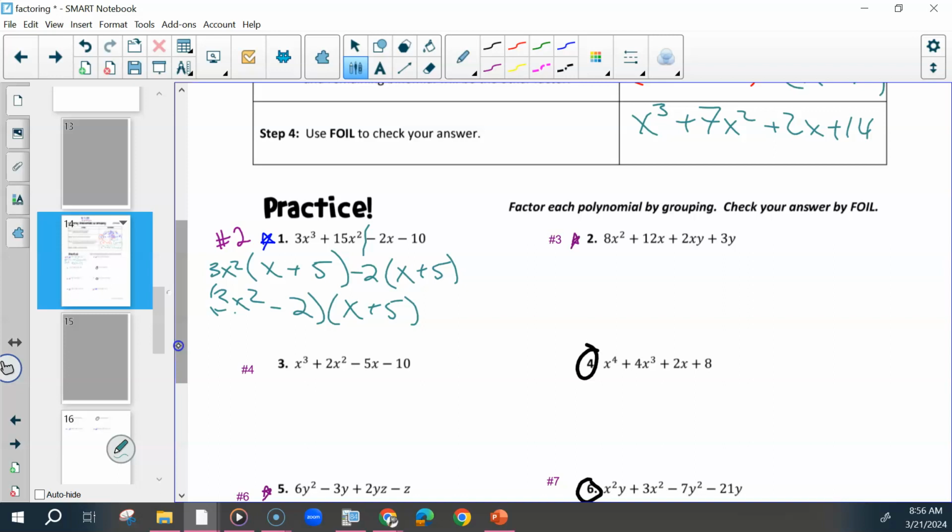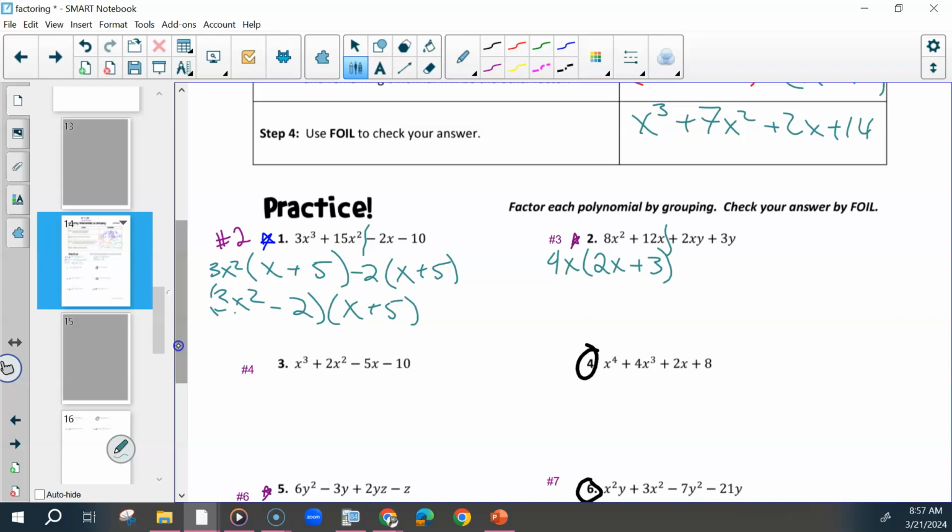Okay, let's do number 2. After you split that down the middle, what's your next step? Divide what by 4x? 8x and 12x. So yes, divide the first two by 4x. What would be left? 2x plus 3.